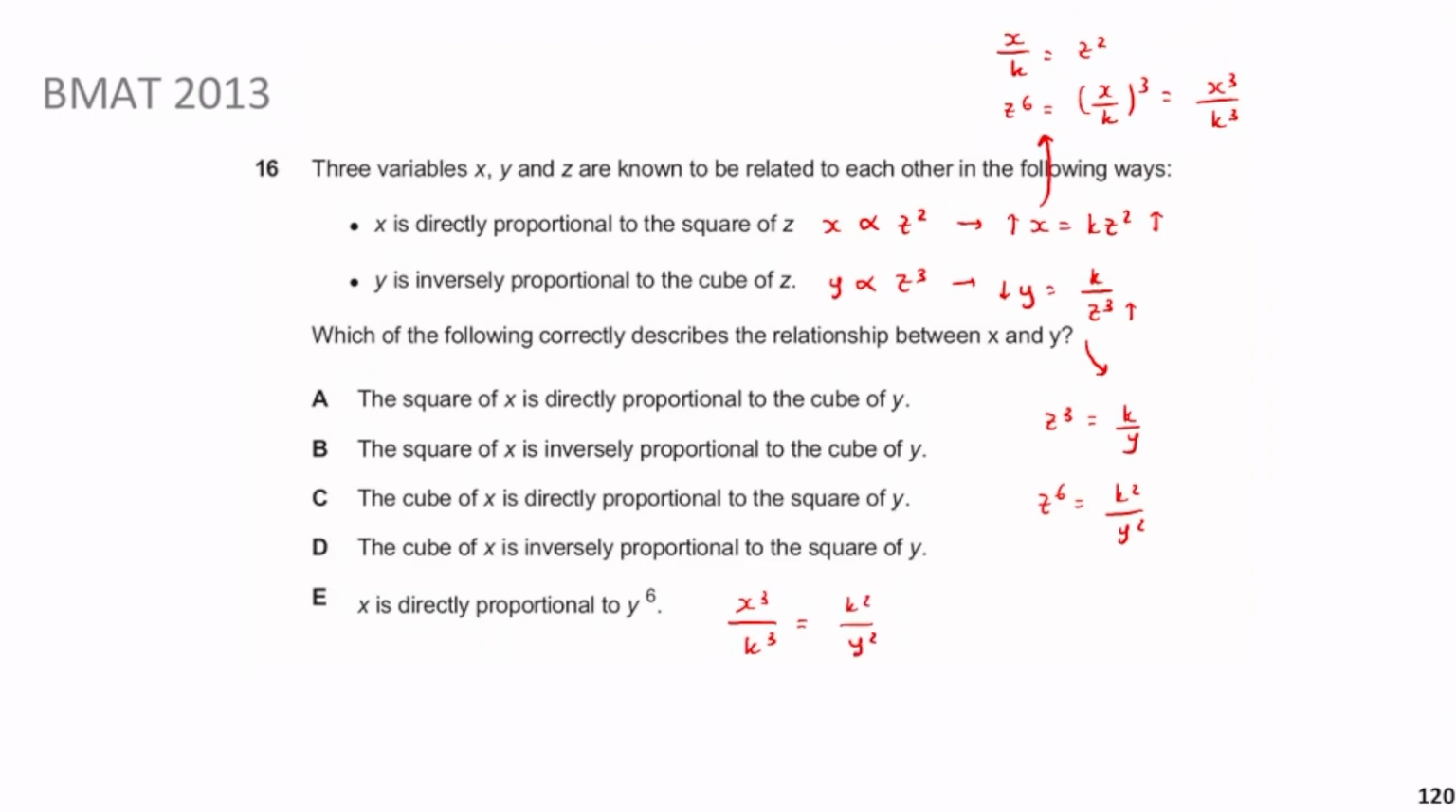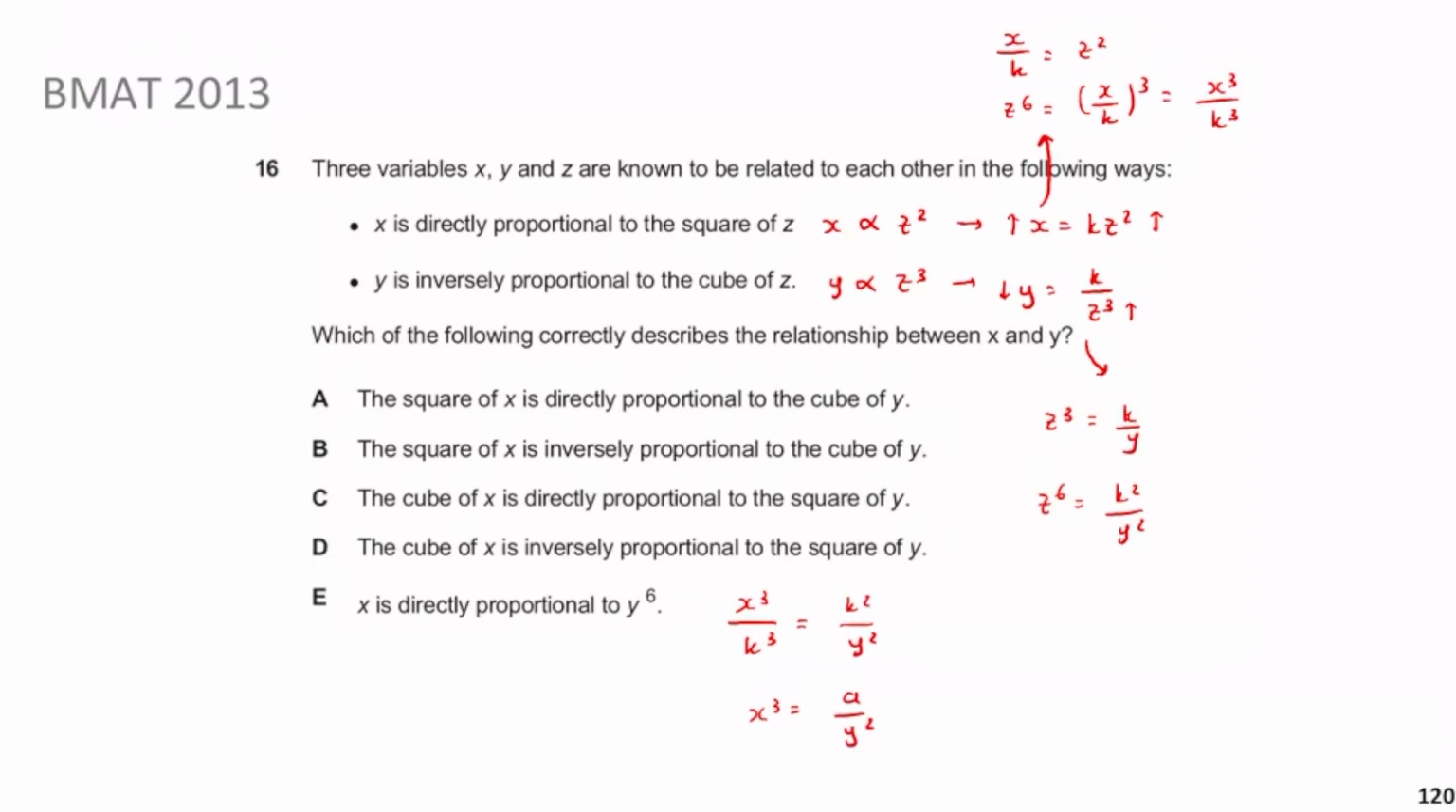And then we can just bring the k cubed to the other side. So we're going to get x cubed equals k to the 5 essentially, but k to the 5 is just a constant to the power of 5, which is just another constant. So I can even call that constant a, over y squared. So now we're saying a relationship between them. But now clearly what we can see, guys, is that the cube of x is inversely proportional to the square of y, because x cubed equals constant over y squared.